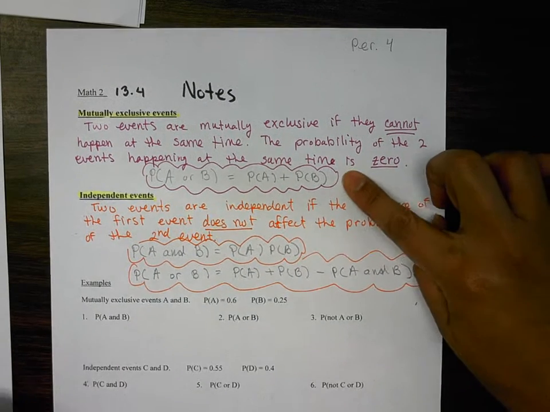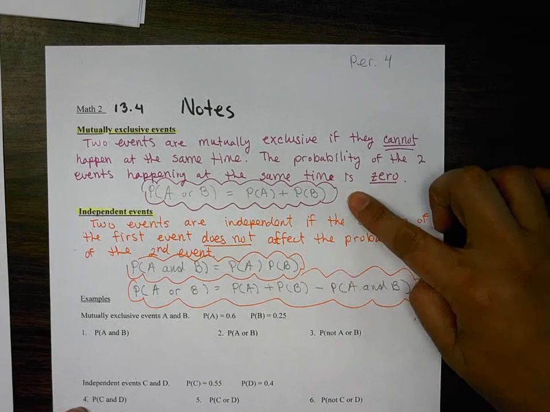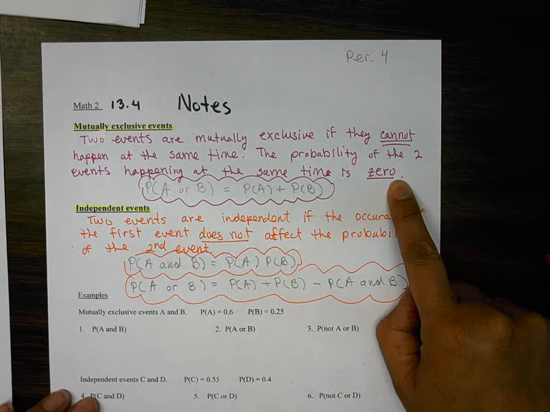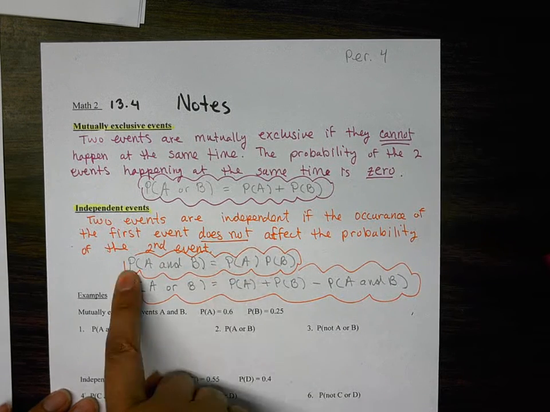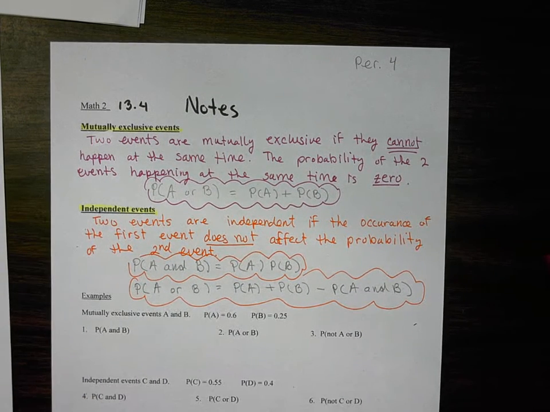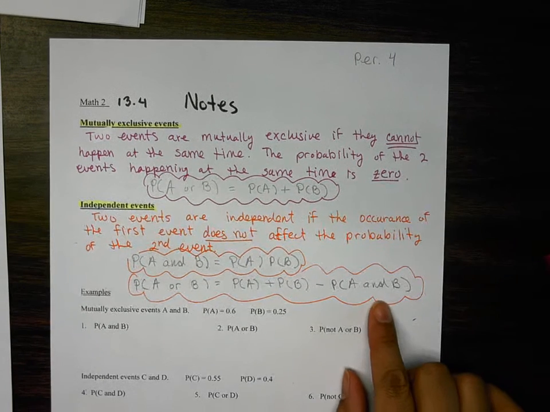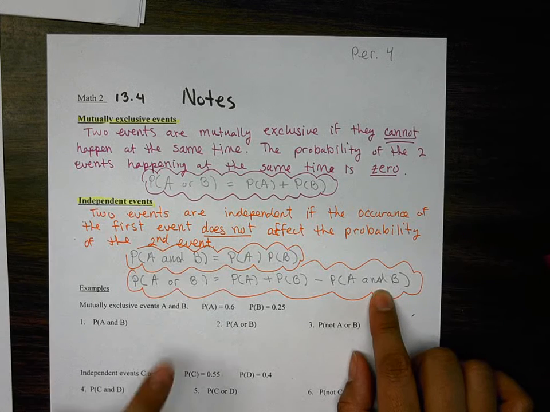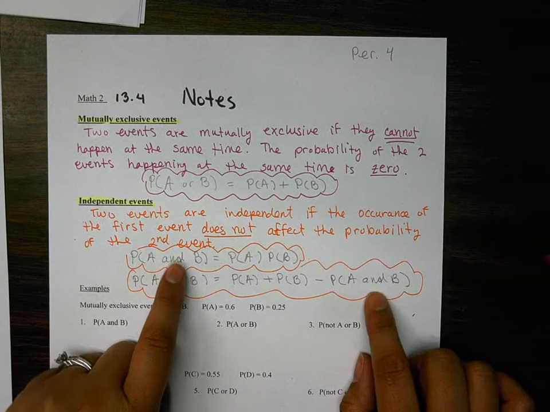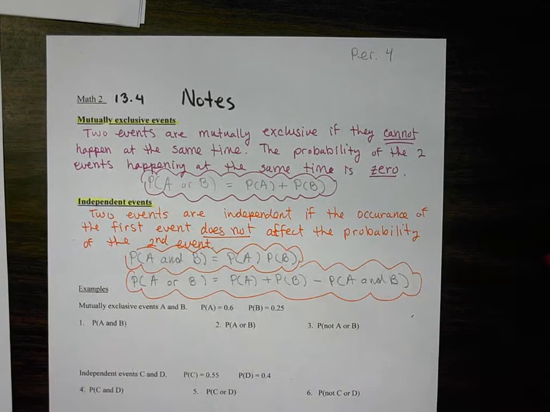This one's for mutually exclusive, and we're missing the first one because the A and B is always 0 for mutually exclusive because they never happen together. That's what it means to be mutually exclusive. Okay, why do we have this minus? What did I say earlier about the and? It's the overlap. Why do I minus the overlap?